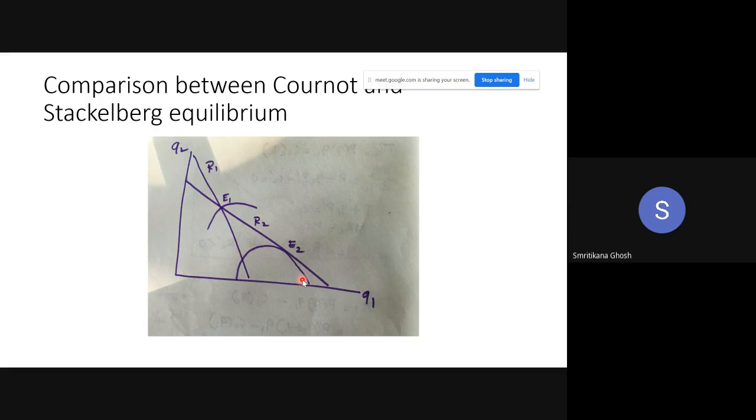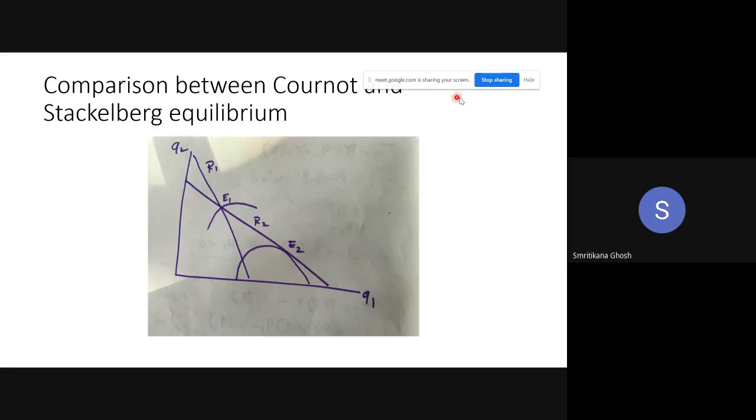That is why, as you can increase your profit level by being a leader, everyone is interested in being a leader. So what will be the conclusion? What is the comparison? The output produced under leadership is greater than in Cournot. The leader's output is more in Stackelberg than Cournot first, and the profit level of the leader is higher under Stackelberg than Cournot. Okay, so this is the comparison part.